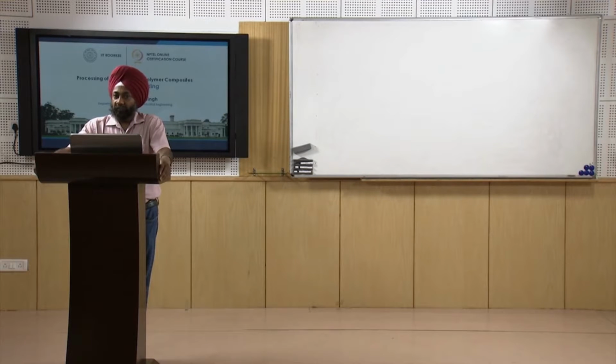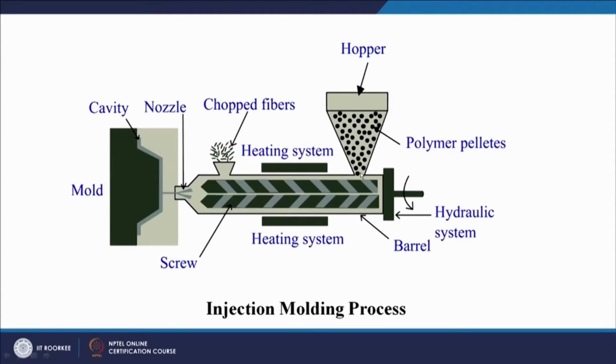You can just think over it. The problem basically will be that the fibers that are introduced at this point, just below the hopper will have to travel this much distance inside the barrel along with the polymer, and they will be heated.